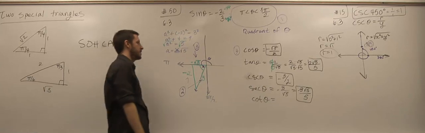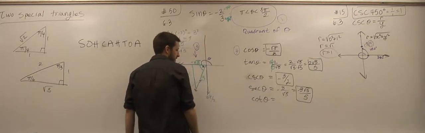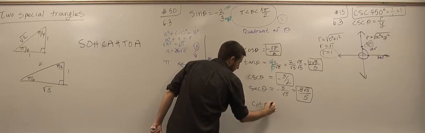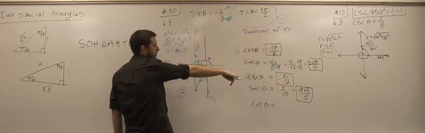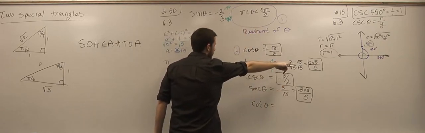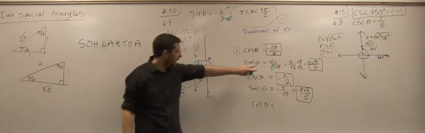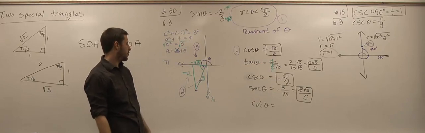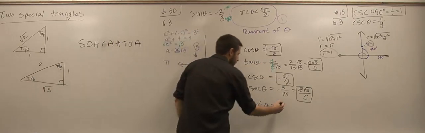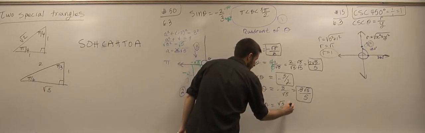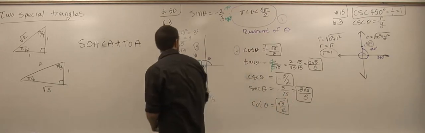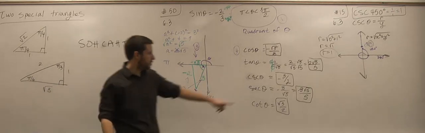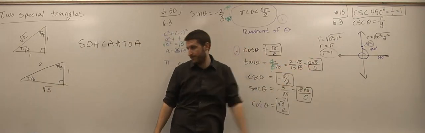And then cotangent, which I was optimistic about fitting in there. Cotangent of theta is the reciprocal of tangent. I would probably go back to this original one when I took my reciprocal. Root 5 over 2. Otherwise you have to rationalize again. And if you flip this one, you have to rationalize again.